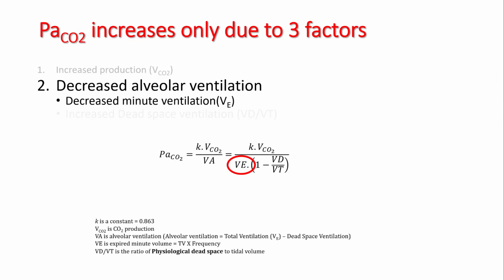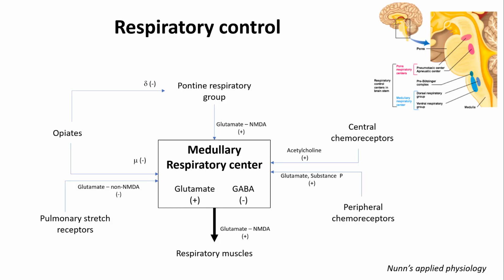We learned in the previous lecture that carbon dioxide increases mainly because of three factors: increased production, decreased minute ventilation, or increased dead space ventilation. Now, the respiratory control is present in your pons and the medulla. There are various pontine respiratory group and medullary respiratory centers. These get input from your pulmonary stretch receptors and peripheral chemoreceptors and give output to respiratory muscles.